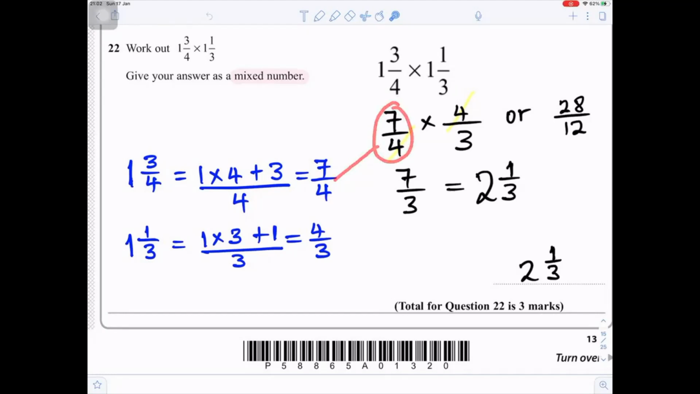Now 7/4 times 4/3. If you notice there's 4 there and there's 4 there, you can cancel it. I've crossed it out. So you're left with 7/3. And 7 divided by 3, it's 3, 3, 2 of them, remainder 1. So it's 2 remainder 1/3, 2 1/3.